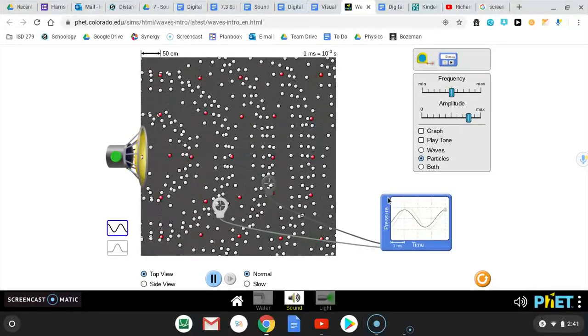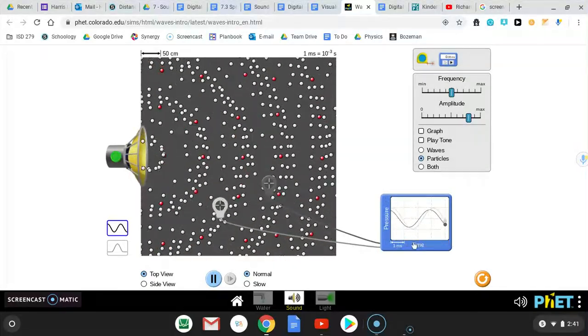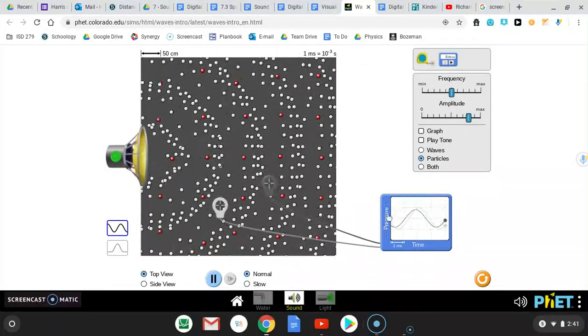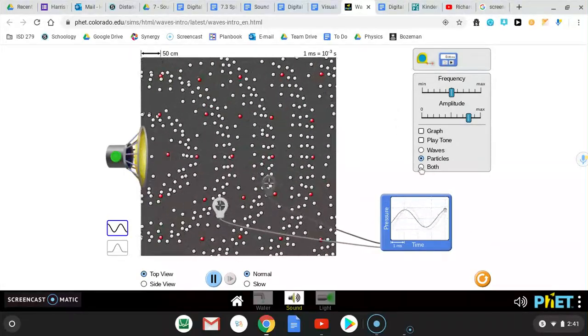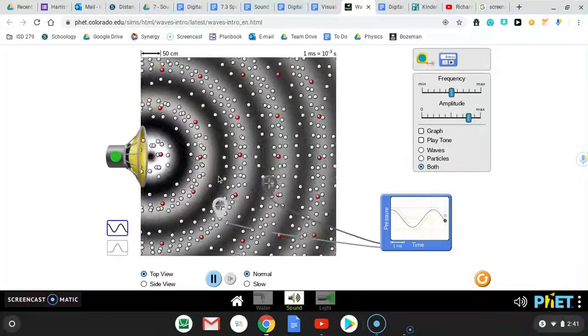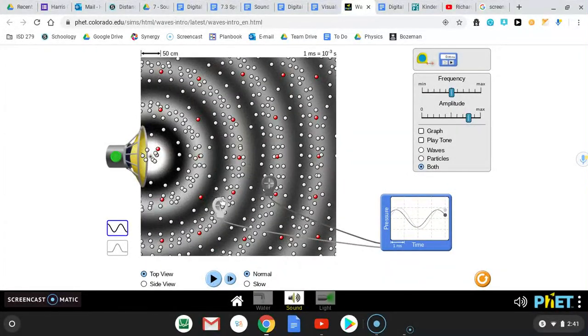Whenever you have a graph, you've got to look at what is on the axes. On the x-axis, we have time, so time is going to move forward. On the y-axis, we have pressure. That's what we're measuring here. Now, I'm going to click both right here, so we can see the bands and the particles at the same time. I'm going to pause it. When I have it paused, I can still move my sensors, so I'm going to put that one on the black band and this one on the white band.